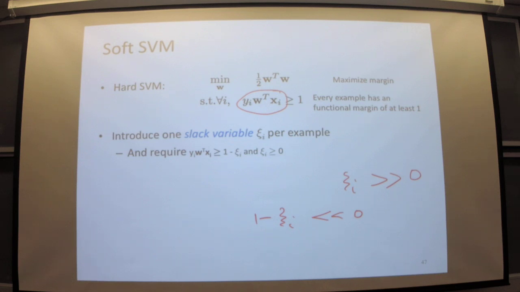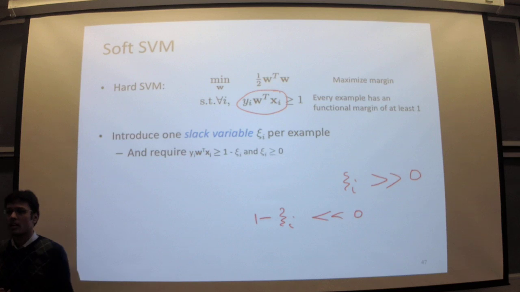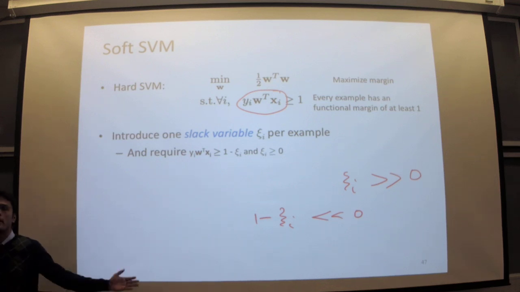These psi i's are called slack variables. We allow examples to break into the margin by saying, instead of demanding that y W transpose x should be greater than 0, or even, in fact, greater than 1, I am allowing y W transpose x to be greater than some negative number. It could be minus 100, it could be minus a million.